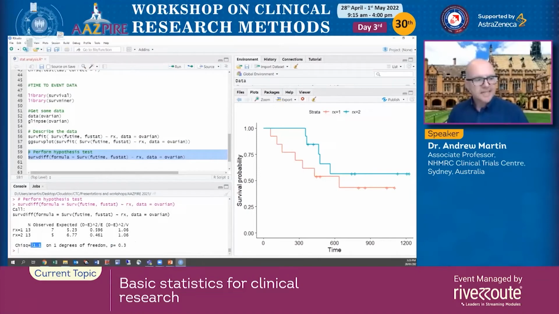So that test statistic is not particularly extreme. Under the null hypothesis, you'd expect to see a test statistic of that magnitude or less, with 0.3 probability. So this is a scenario where we would not reject the null hypothesis, and we would conclude that there's no evidence of a treatment effect here.